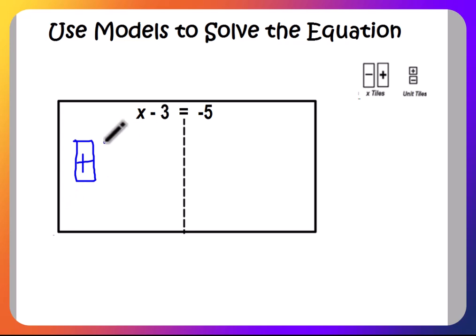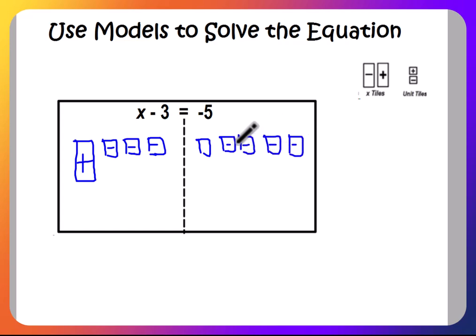And then I have 3 negative unit tiles. The unit tiles are the little squares, 3 of them, and they are negative. So here's our x minus 3. Then on the right side of the equal sign, we need -5. That's going to be represented with 5 negative unit tiles. Make sure you're putting your sign on your tiles. And now we're ready to solve.